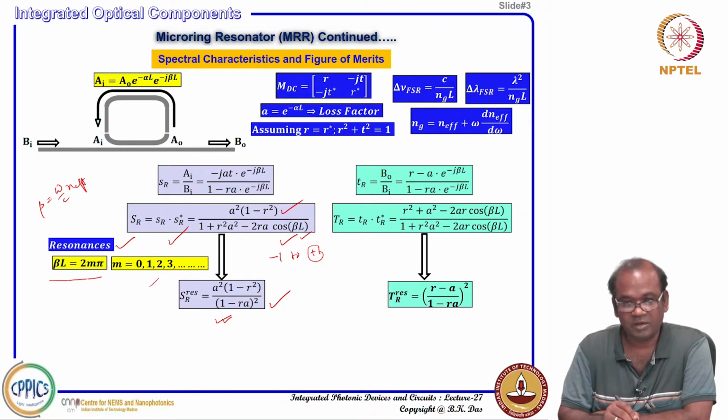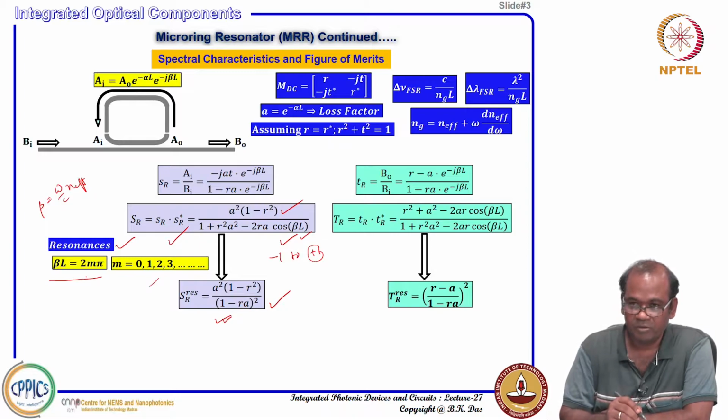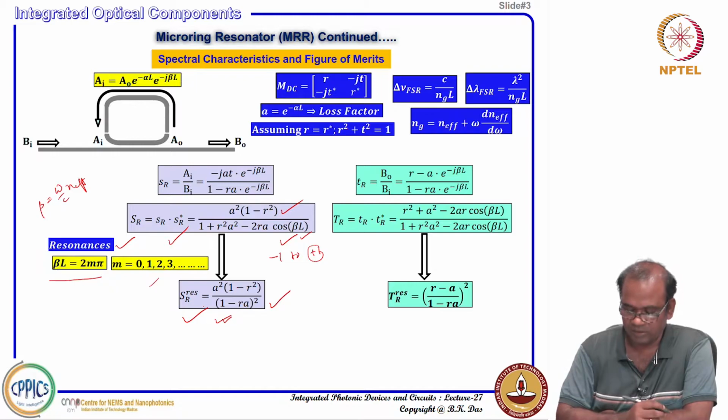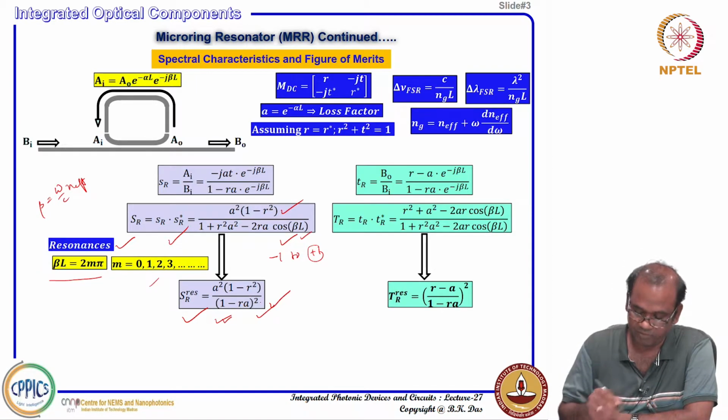In that case we can find discrete frequency solutions which can give you higher power storage inside the cavity, and those corresponding frequencies are called resonance frequencies. So, at resonance frequencies, the field or the power inside the cavity is quantified by this.